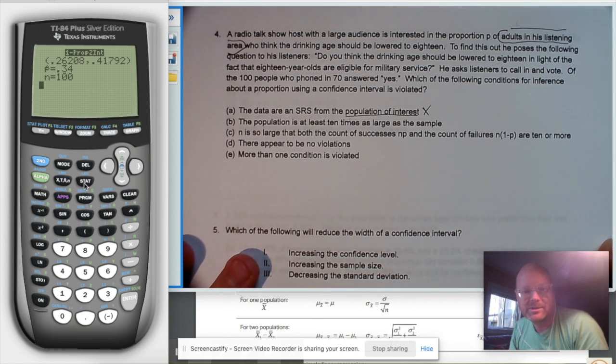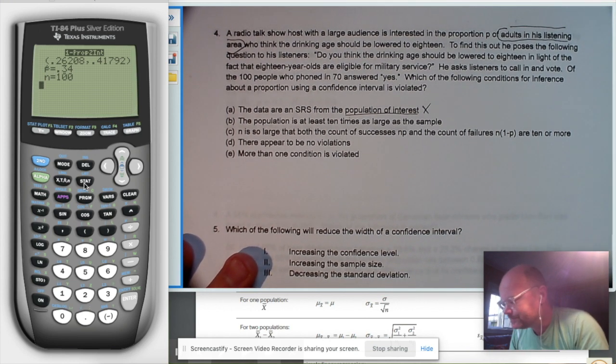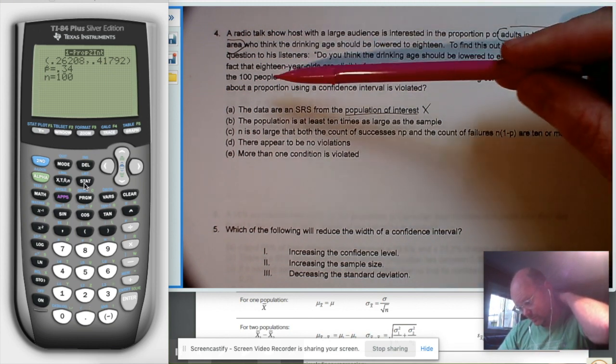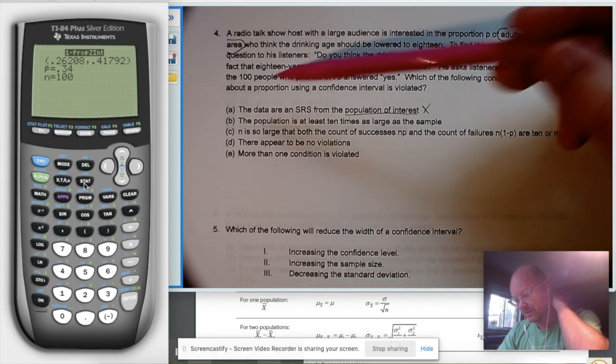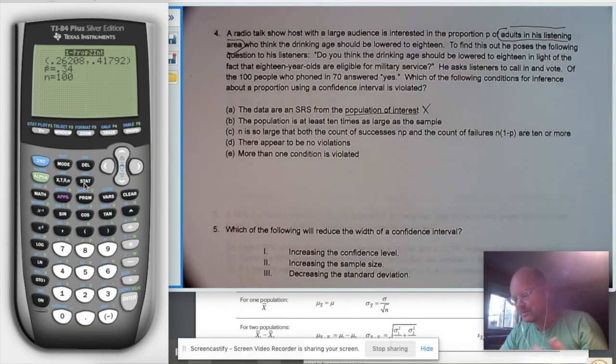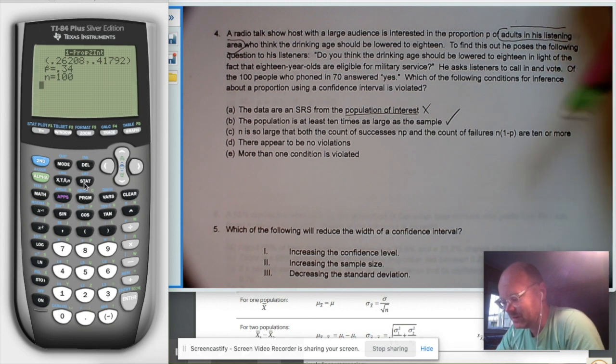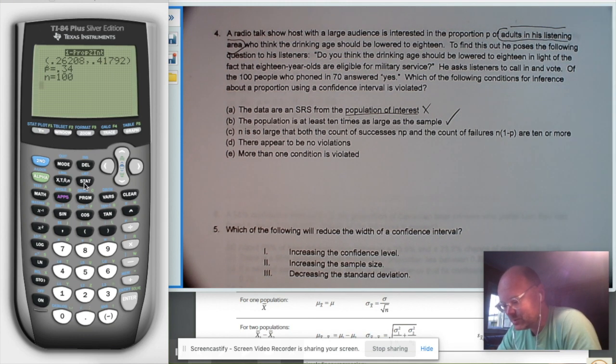What about, is the population at least 10 times as large as the sample? The sample is 100 people. Is it reasonable that there's 1,000 adults in his listening area? I think that one's okay. You know, if it's a large audience, right? So that's reasonable, I guess. We don't know for sure, but it's reasonable to assume.